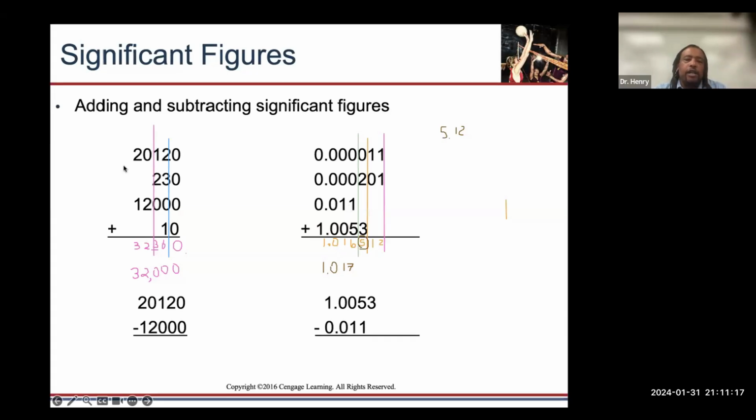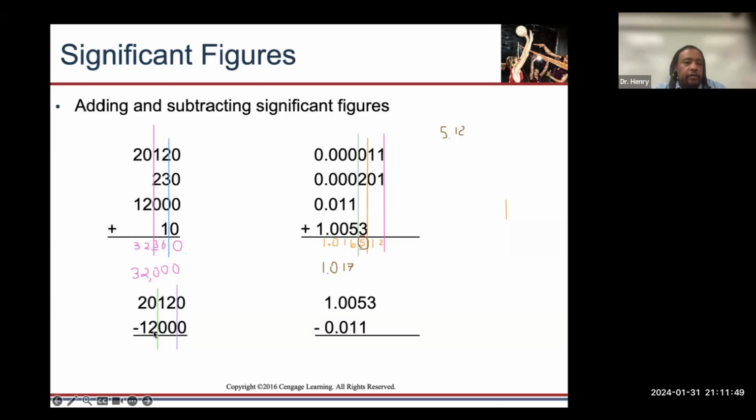Okay, so now we're going to do the same thing down here with subtraction. We're going to line it up. We're going to determine where uncertainty starts and ends. So in the case of the very first one, we know that uncertainty ends after the 2. So we're going to draw a line after the 2. And then for the second one, uncertainty also ends after the 2. So we're going to draw a line after that 2.